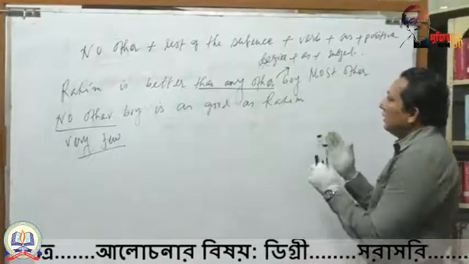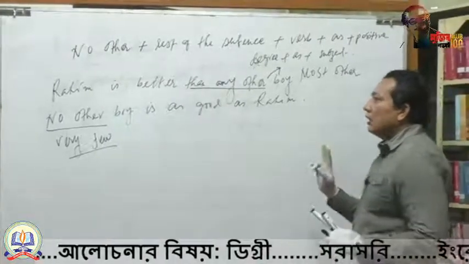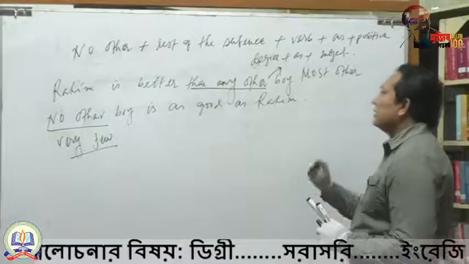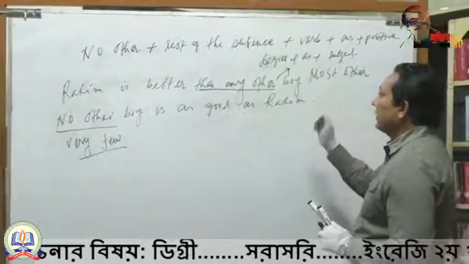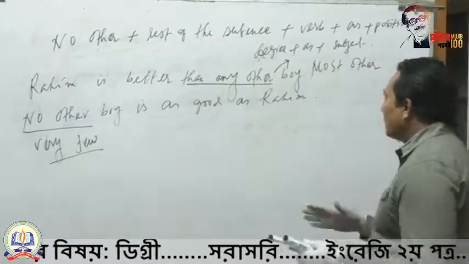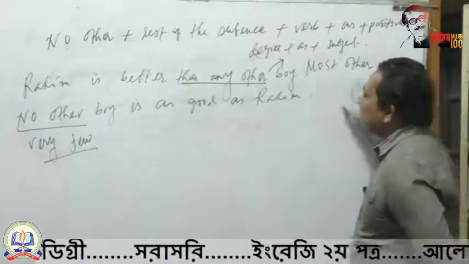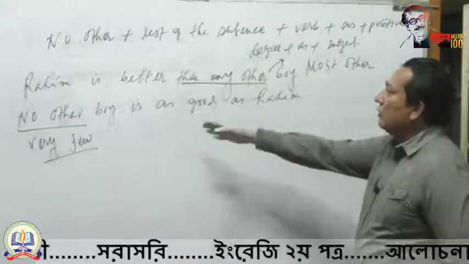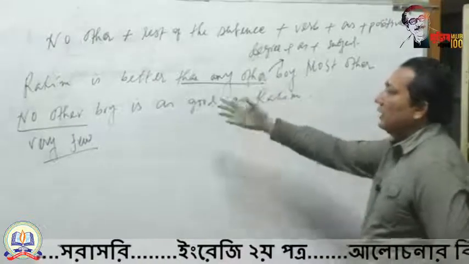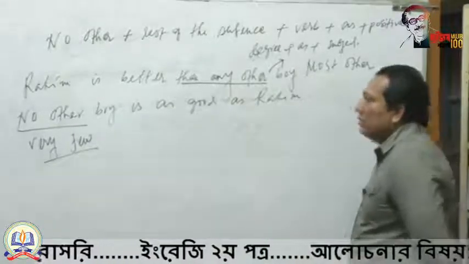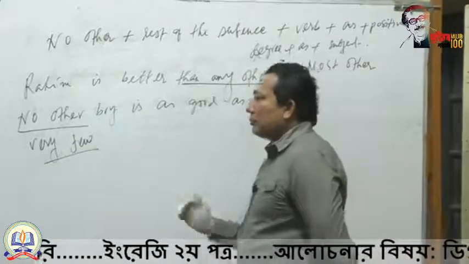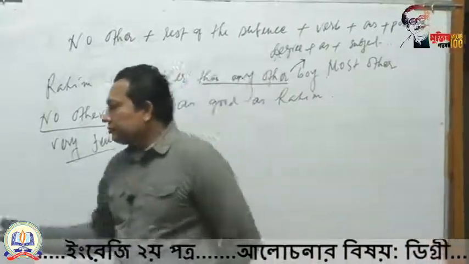That means here you are getting also two types of structure. One is used like "than any other", and the rest "all other" or "most other". At that time, if you find "most other", you will use "very few", and if you find "than any other", you will use "no other". In this way, you have to transform from comparative to positive.